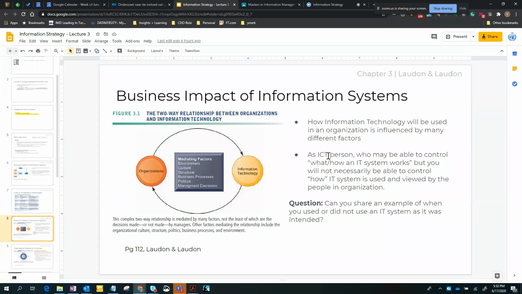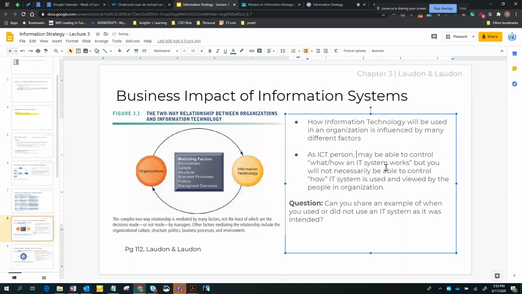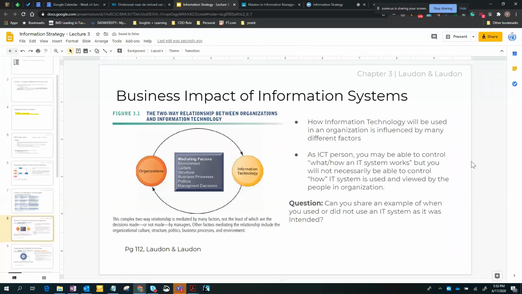As an IT analyst, or ICT analyst, you need to know that you may be able to control how the IT system works, but you may not be able to control how the IT system is used by people. You can control what the system can do: when I search for something, something should come out. But you cannot really control that people actually use it for searching, for example.